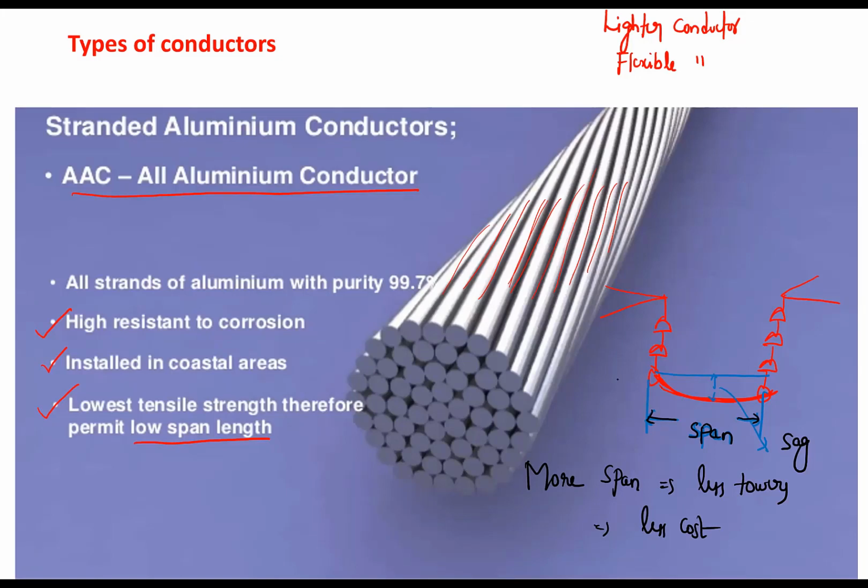The span length cannot be longer. Why, sir? Again, if you ask, sir, what is the problem? The problem is that since this conductor is very light, if heavy winds hit it, it will dance. If heavy winds come and hit laterally in this direction, what will happen? It will keep on dancing. And since the material does not have mechanical strength, there is a chance that this can get disconnected from the point of connection. Okay. So that is about the AAC, all aluminum conductors.